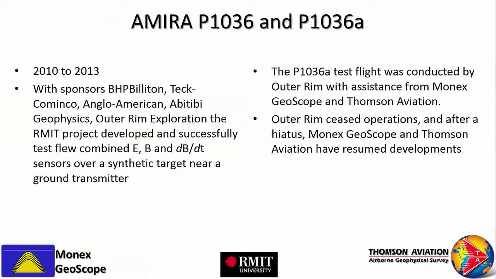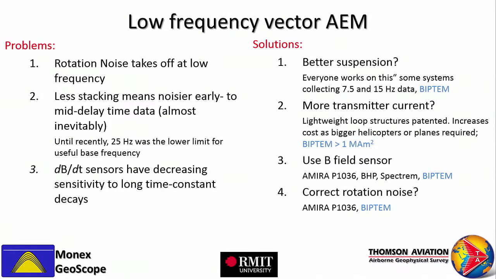The Amira project, probably don't need to read too much about it. Something that Jim has worked with. There were quite a few sponsors to the whole thing. They were looking at flying E-sensors, B sensors, DBDT sensors, all looking at this, can we actually measure the IP response directly? Make it a useful product, not just a necessary evil. There were some flight tests flown. The whole thing languished because one particular company didn't fare so well. It's all up and running again now. So we're going to have a look at some of those results.